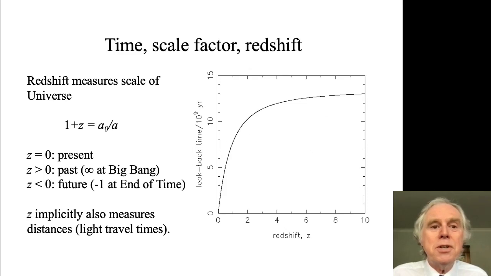If I put in Z equals 0 in that equation, so the left-hand side is 1, so A must be equal to A0, that is, the size of the universe is equal to its present size. So redshift 0 is today.